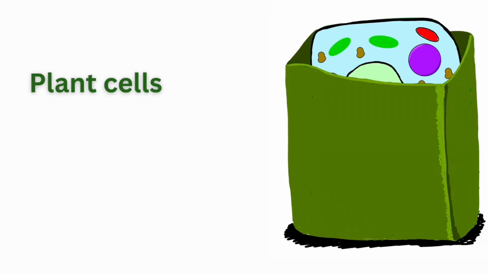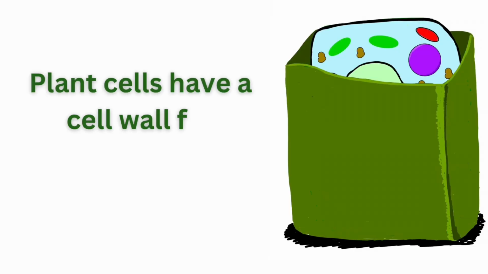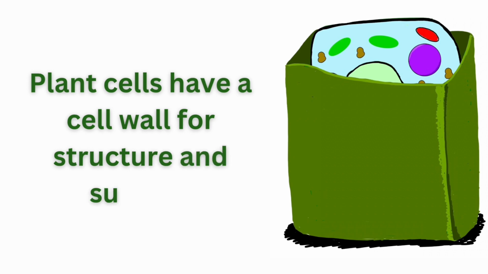But because plants don't have a skeleton for structure and support, they have to do something different. So what they do is they place each of their cells in a special box called a cell wall, and the cell wall gives the plant cell structure and support.